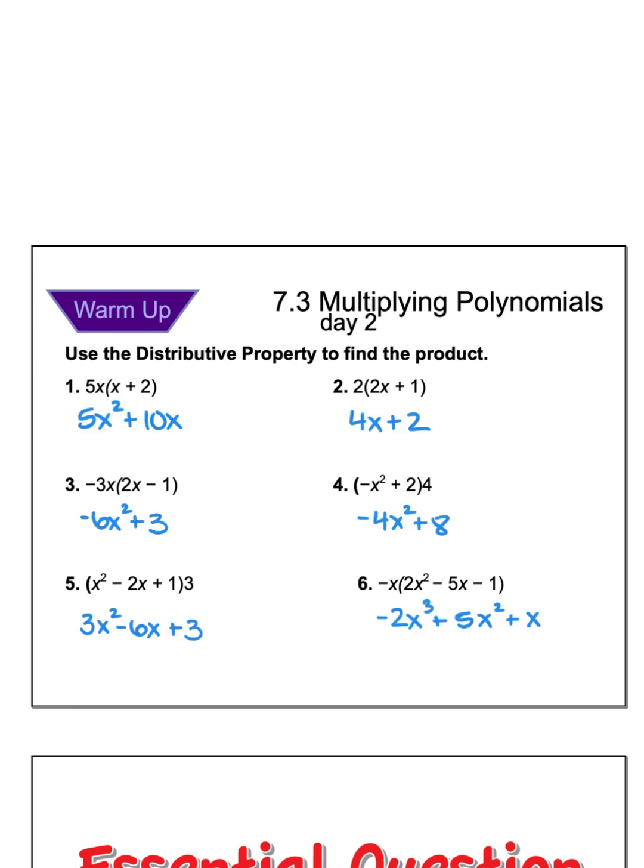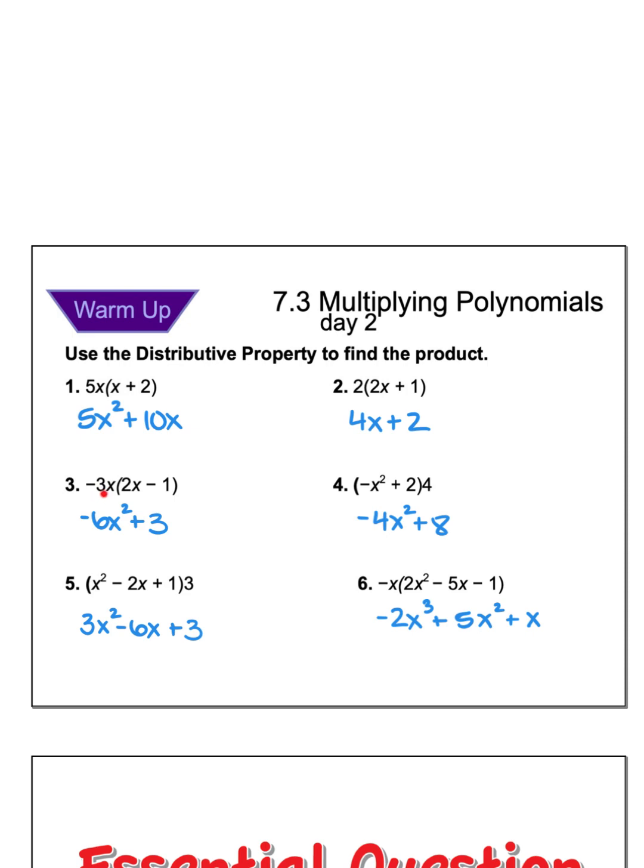All right, here are your answers. For number 1, you get 5x squared plus 10x. So remember, when you multiply with exponents, you add them. So x times x gives you that x squared. Number 2, we get 4x squared plus 2. So we're distributing this 2 and multiplying the 2 through.